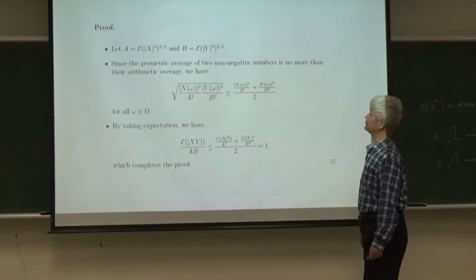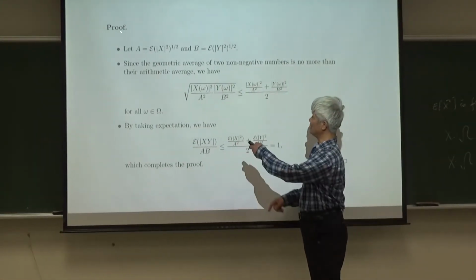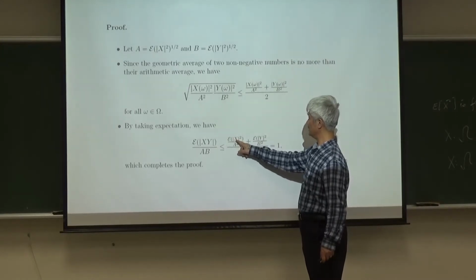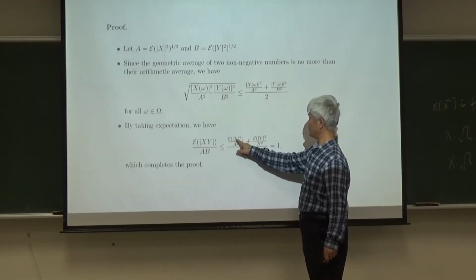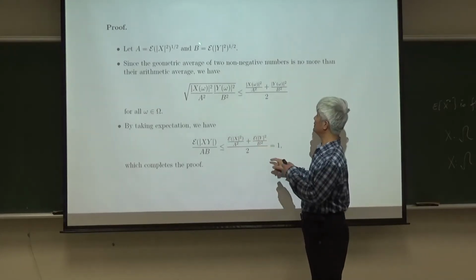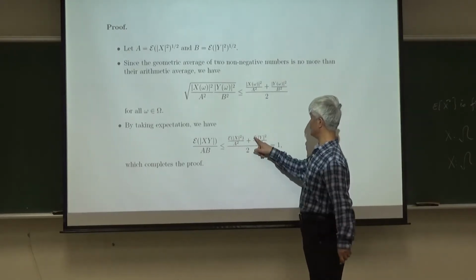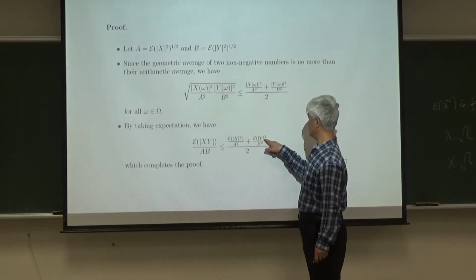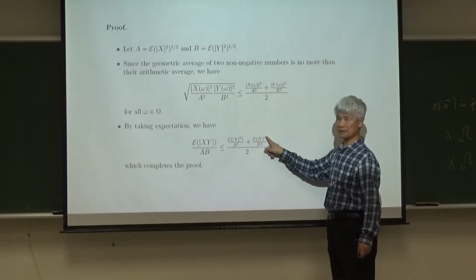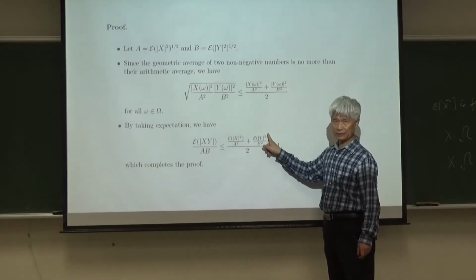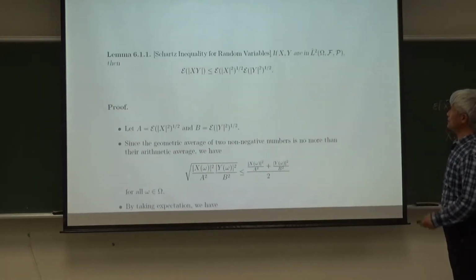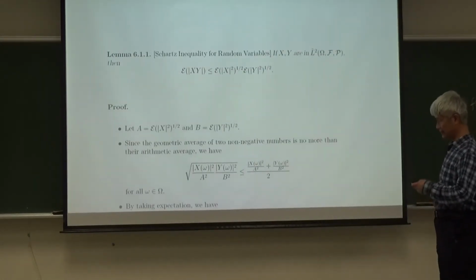Don't forget A is this quantity, B is this quantity. So A squared is equal to the second moment of the real part of x, the square of the real part of x, and B squared is equal to the expectation of the square of the imaginary part of x. Please put a red parenthesis here. Okay, so by the Schwarz inequality, we have that.